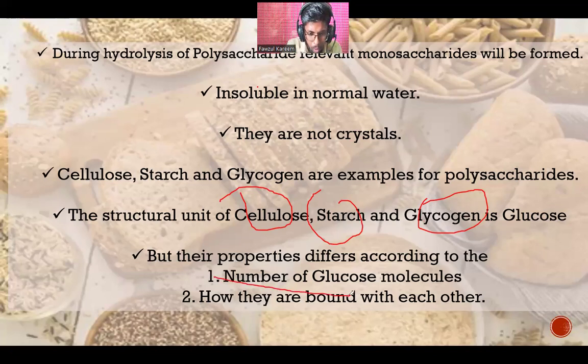Number of glucose molecules. For example, sir, all recordings. Okay, okay. All recordings, inshallah. Don't worry, okay.